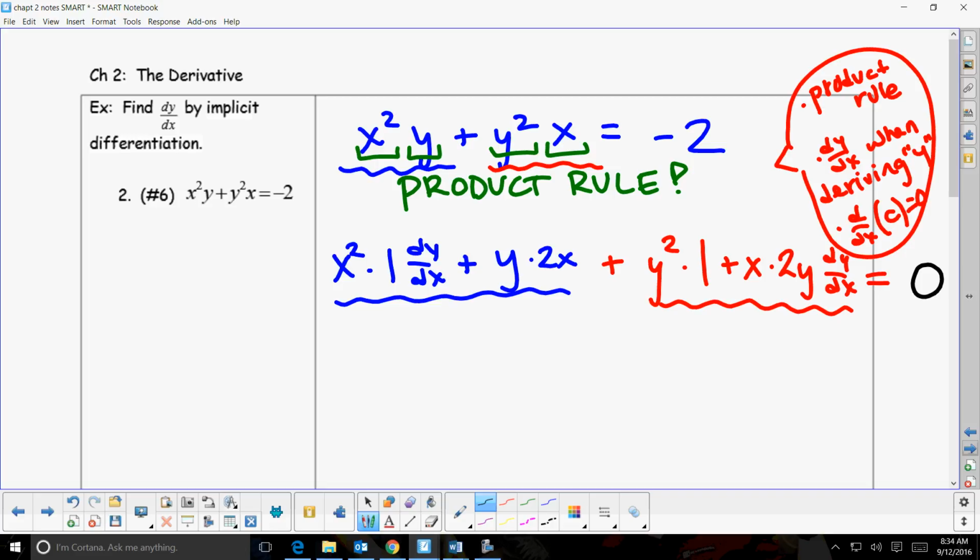Now we got to try to solve for dy dx. So we got to leave this and this guy. We're going to leave those on the left. Get everything else to the right of the equal sign. Go. That's just some algebra. It's kind of like solving for a variable. So leave those guys alone. Bring everything else over to the right.